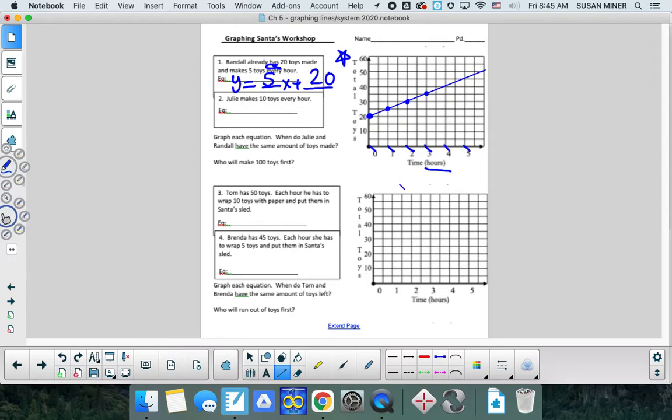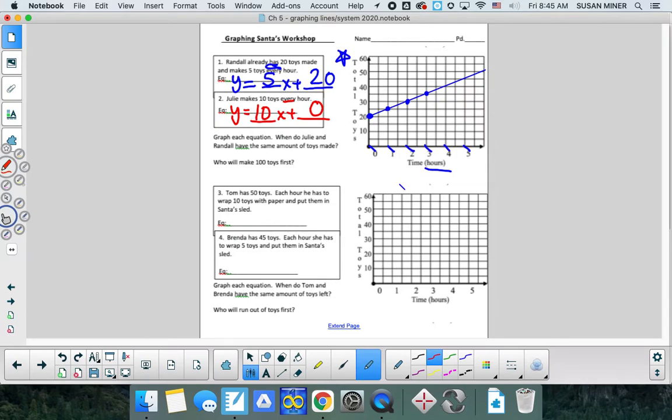Okay, now, Y equals blank X plus blank. Julie makes, let's make this one be red. Let's do this in a different color. Y equals blank X plus blank. Julie makes 10 toys every hour. Well, here's that word every, right? So that's indicating that 10 is going to be my slope number, but there's not like a starting amount. So my starting amount here is she's starting out with 0 toys made, right?